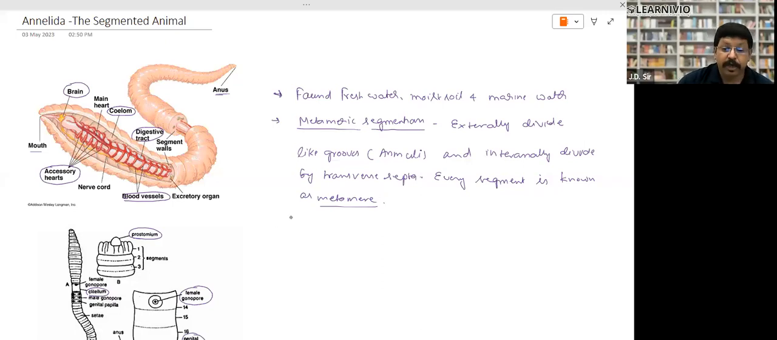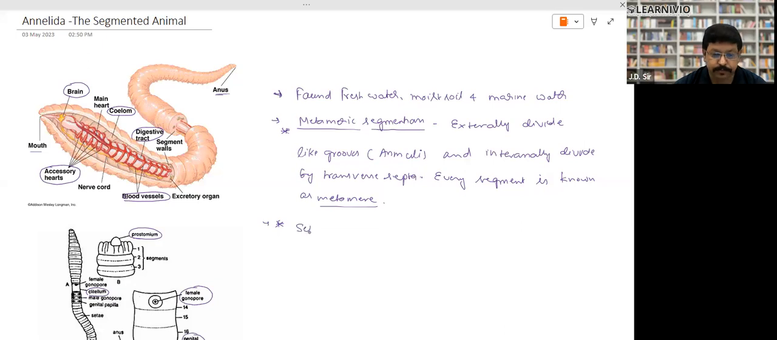So one more very important thing that can be questioned. This metamere is also questioned, right? This is metameric segmentation, that is also very important. And this can be the question. This type of the question I have seen. So actually, you can see their lower part, they have hair-like some structure. So these structures are called parapodia, right? So here they are called CT. So CT or parapodia are meant for the locomotion, right?